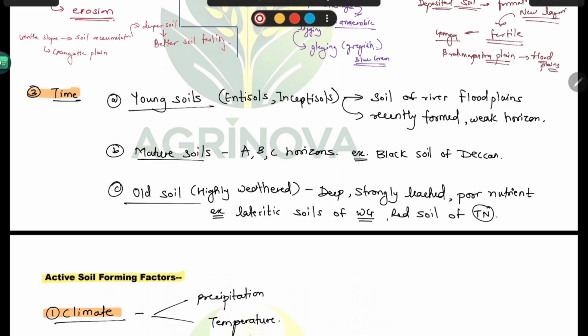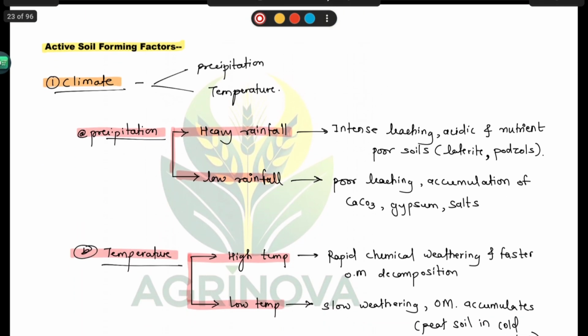So we have seen the passive soil forming factors. Let's see the active soil forming factors. First is climate. In climate we can differentiate precipitation and temperature. Precipitation means basically the rainfall. In the region of heavy rainfall, we know that the heavy rain or water pouring down causes leaching and makes the soil acidic and nutrient poor. Basically the lateritic soils of Tamil Nadu. And we can also call the soil podzol.